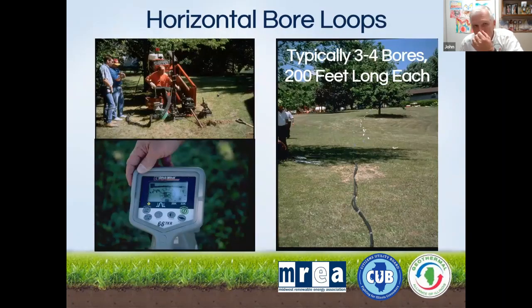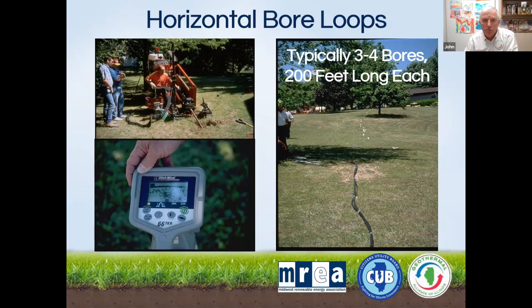And then there's another way that we can put in loops, and this is getting more popular, and this is with a boring machine. And these loops can be put in horizontally, diagonally, a number of different ways, but typically the recipe is just the same as with a bored loop field as it would be with a drilled loop field. You put in the same amount of loop, you grout at the conclusion, and typically for a home, a bore field might be 3 to 4 bores of 150 to 200 feet of pipe in length.